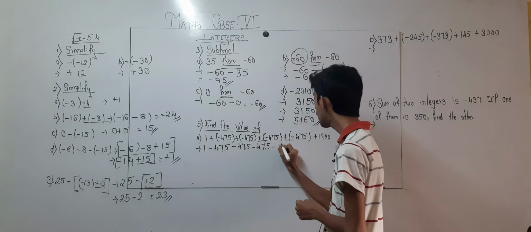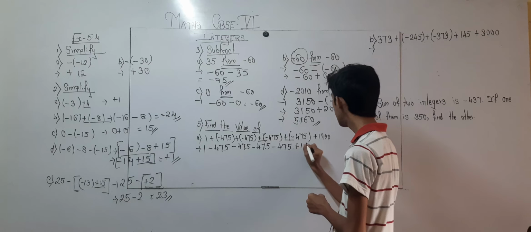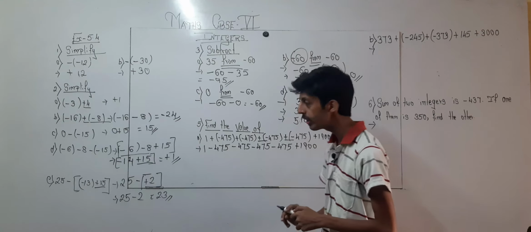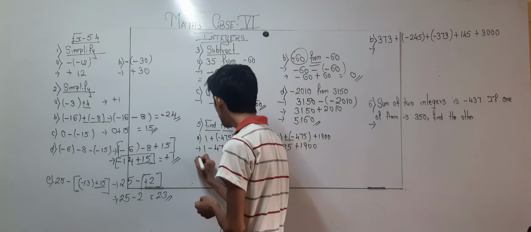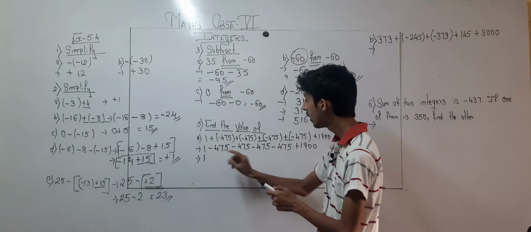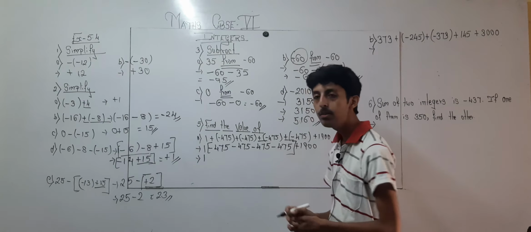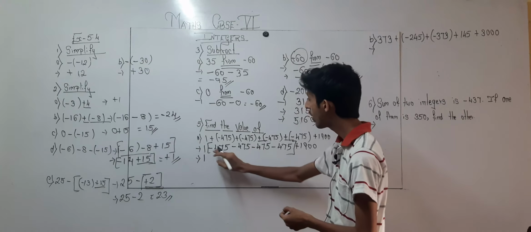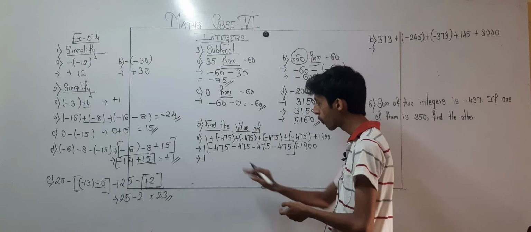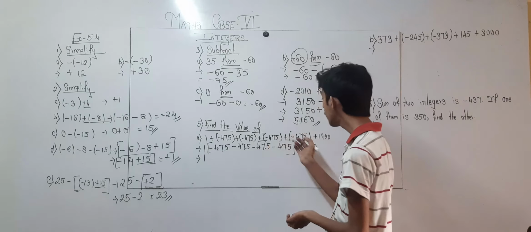Same procedure over here, 475, and moving on to the last, it is 1900. So two signs got converted into one sign. Now what do you have to do in the second step? Sit properly. One as it is. Now from over here till over here, the numbers are the same along with the sign. So when the numbers are the same and the signs are also the same, what do you have to do? Addition. So 475 plus 475 plus 475 and 475.